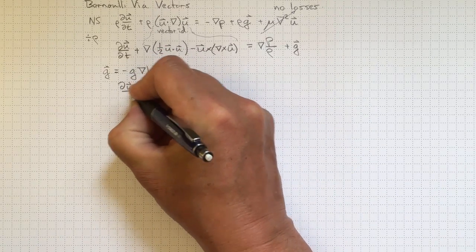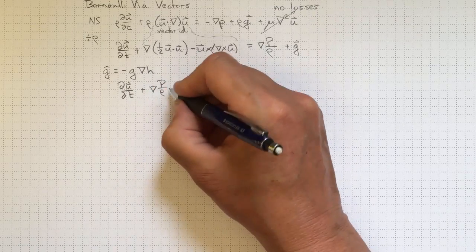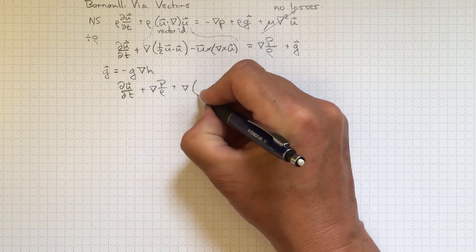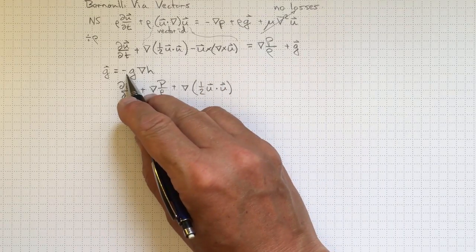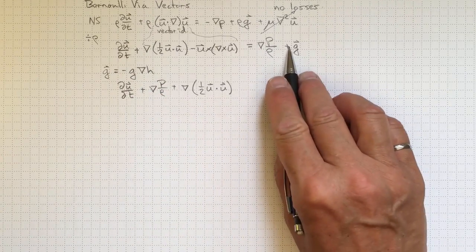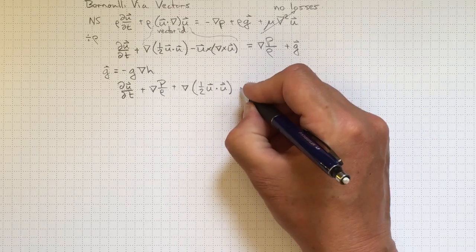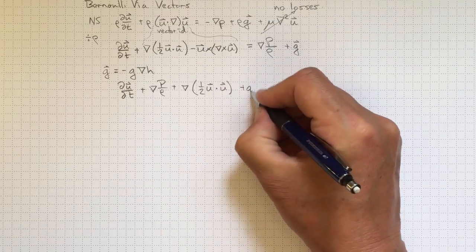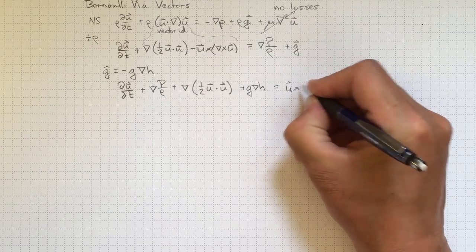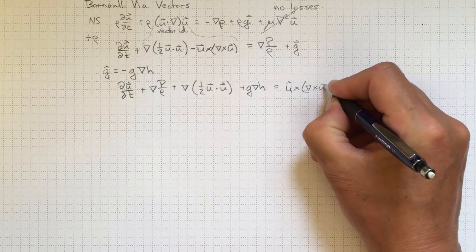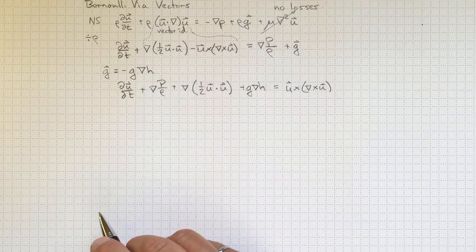Collecting again, du/dt plus grad p over rho plus this term here, grad of a half u dot u, and with g coming in here, that'll be negative g grad h, so when we take it to the other side, positive g grad h, all equal to u cross grad cross u. This is the thing that we got out of the identity that we're not quite sure what to do with, but we'll carry it along for now.